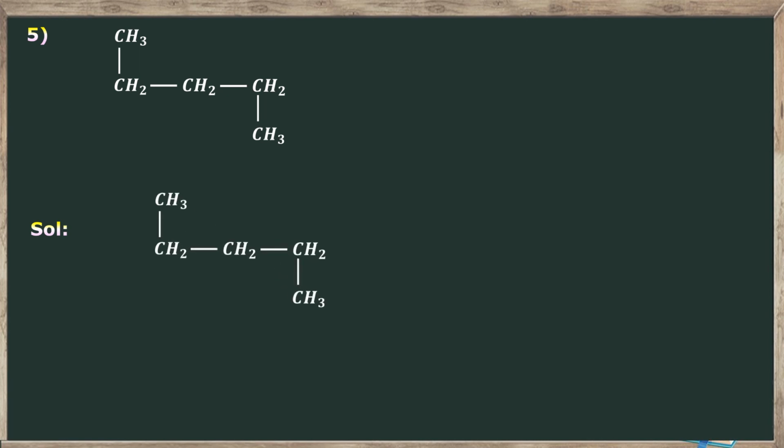Next, problem number 5, solution. So here we have to select the parent chain. The parent chain is not necessarily a straight chain. It could be a zigzag continuous chain. So you can see here, this is the parent chain for this compound, this one.